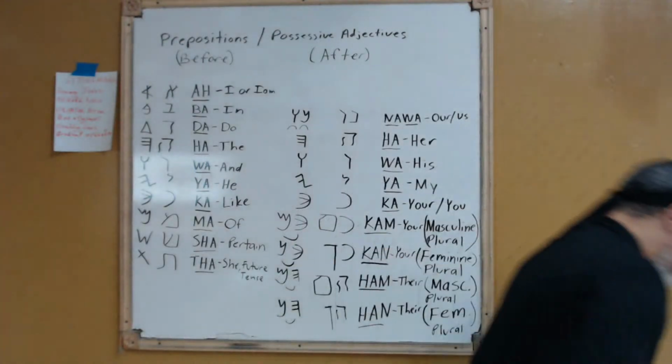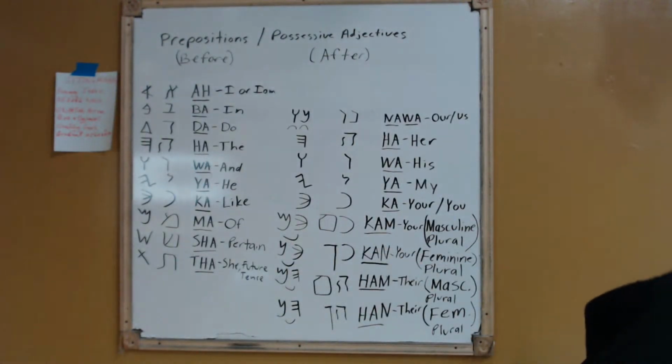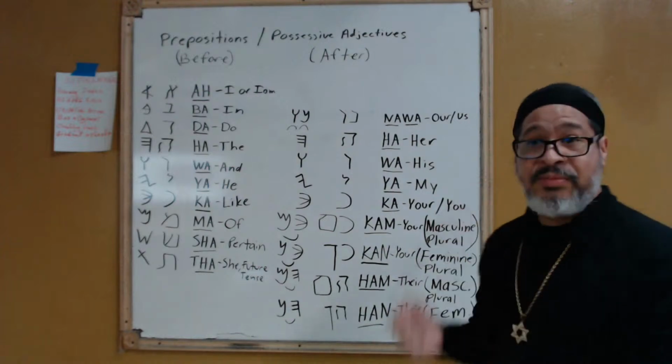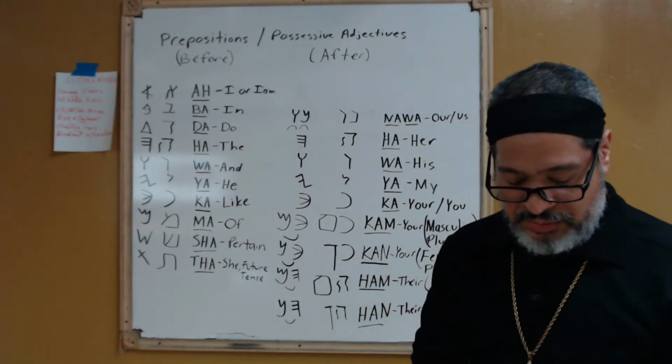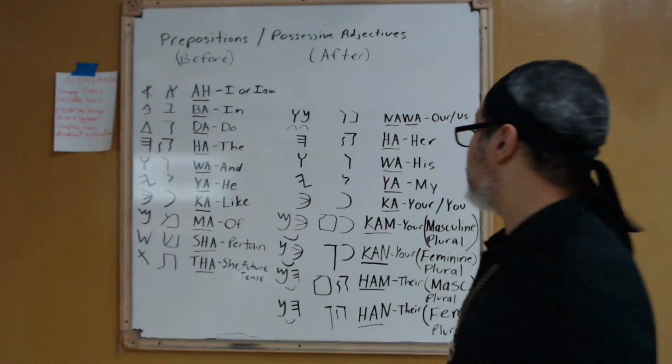So you might want to take a screenshot of this right now. Take one. And these are our prepositions, before and after. Are there any questions at all, sir? No questions. No questions at all. Okay, the water.